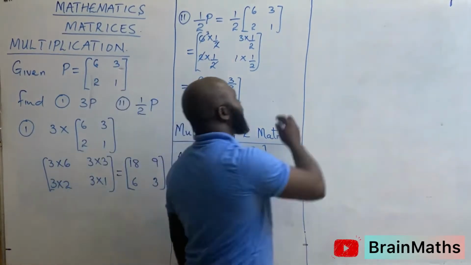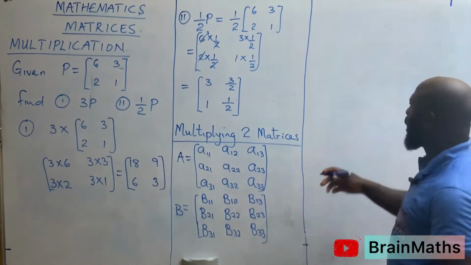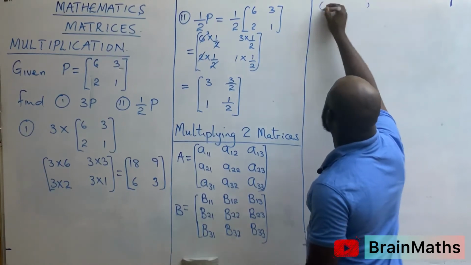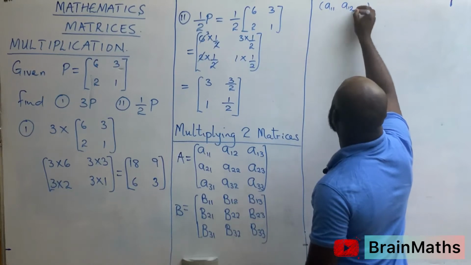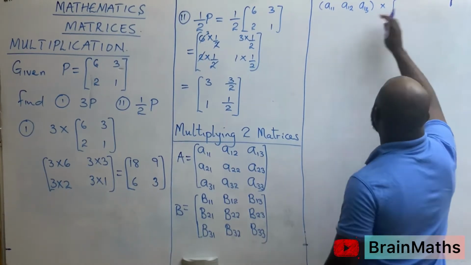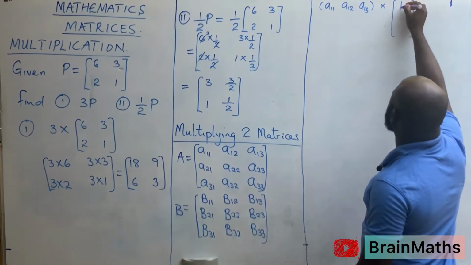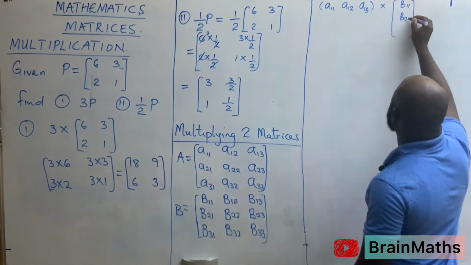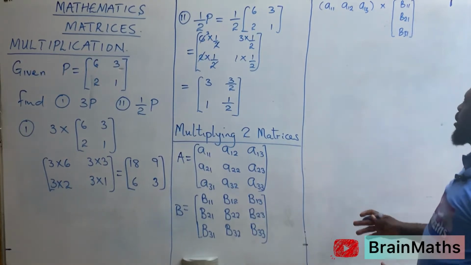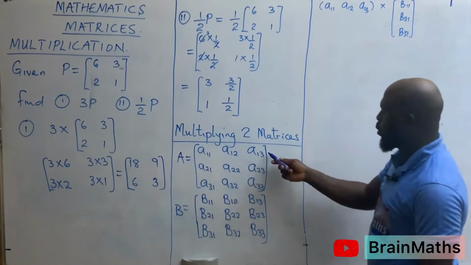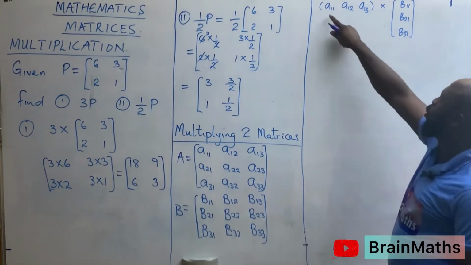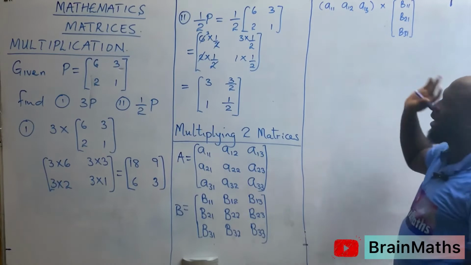What am I saying? In essence, for you to multiply two matrices together, you must have a row A11, A12, A13 multiplying a column B11, B21, B31. This is the only way you can actually multiply two matrices. That is, this row will multiply this column. And it all depends on the number of columns you have. A row multiplies all the columns you are having in the other matrix.